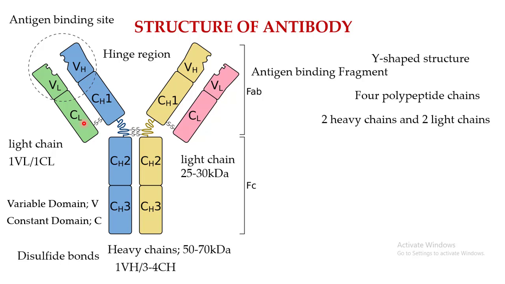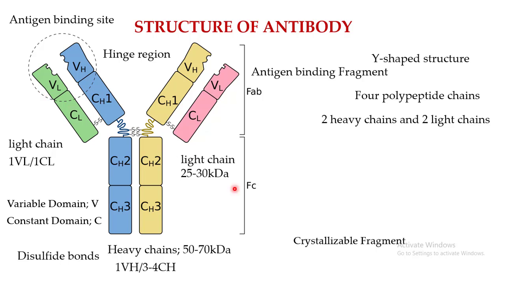Now, within this FAB, the fragment antigen binding, there is an antigen binding site. And this antigen binding site is actually composed of the variable domain of the light chain and the variable domain of the heavy chain, the whole of these, and some part of the constant domain as well. So the whole VL plus part of the CL, the whole VH plus part of the CH1, is actually going to give you the antigen binding site.